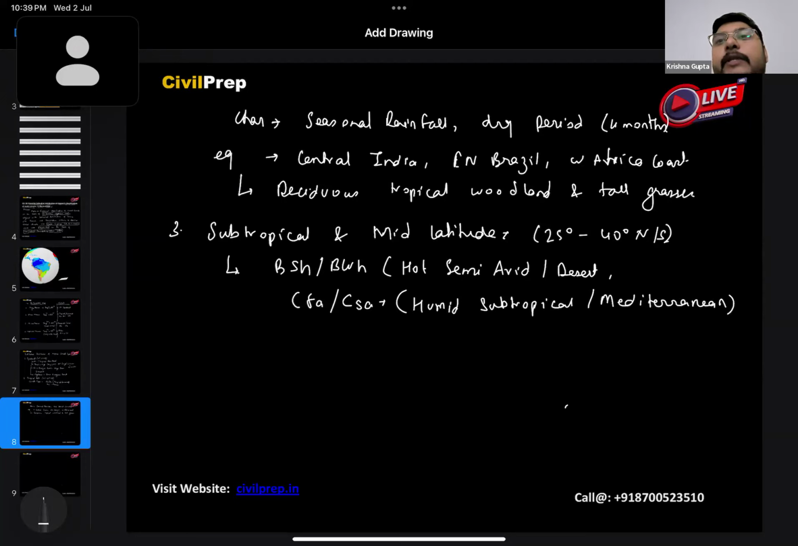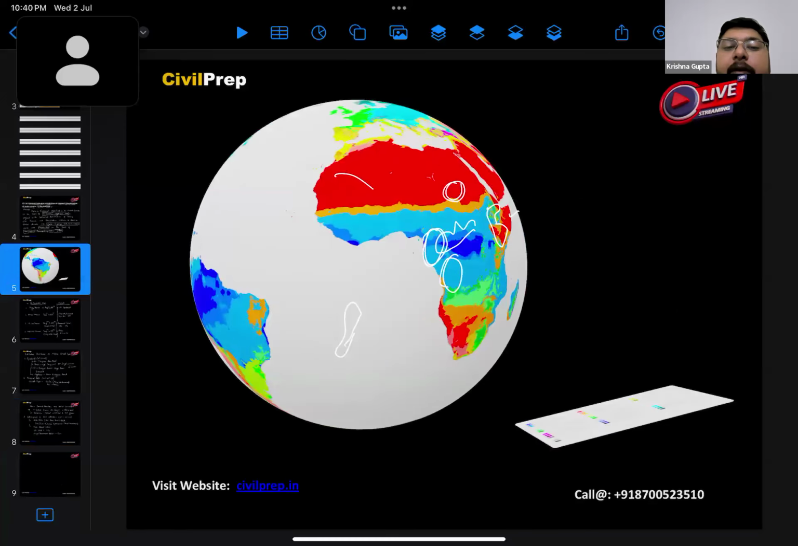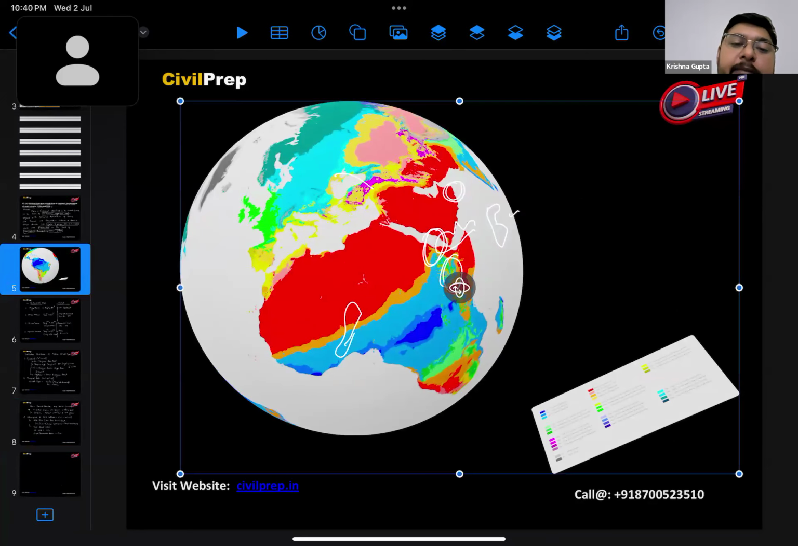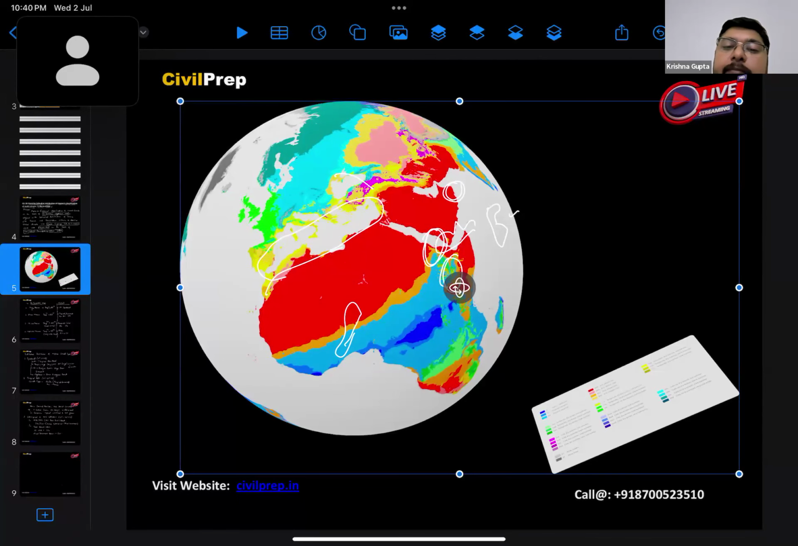Okay, so here we'll be seeing that such type of climate is majorly found in the Thar Desert, that is BWH, then the Southeast United States of America, that is CFA, then the Mediterranean Basin, which is CSA. Okay, if we try to look at this in the map, here we'll be seeing this is the Mediterranean Basin. So here we'll be having Mediterranean type of climate. Okay.